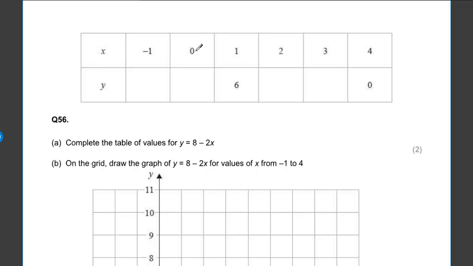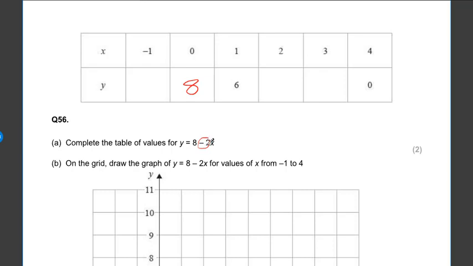Okay, start with 0. If x is 0, y is 8 minus 0, which is just 8. So if x is 0, y is 8. I'm not going to go into this because I explained it in class a number of times. The easiest way to do this is to look at the number in front of the x. In this case, it's minus 2. It's not 2, it's minus 2. That minus is stuck to whatever is to the right.